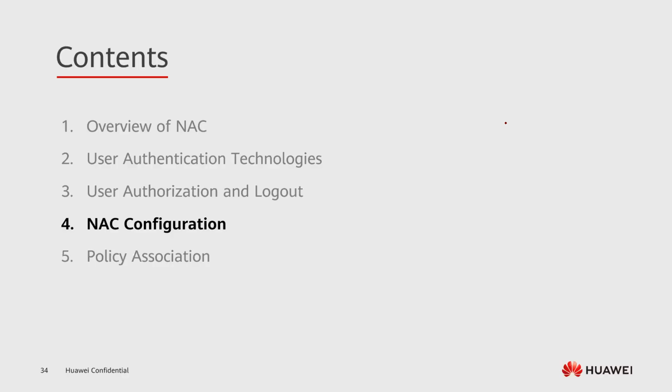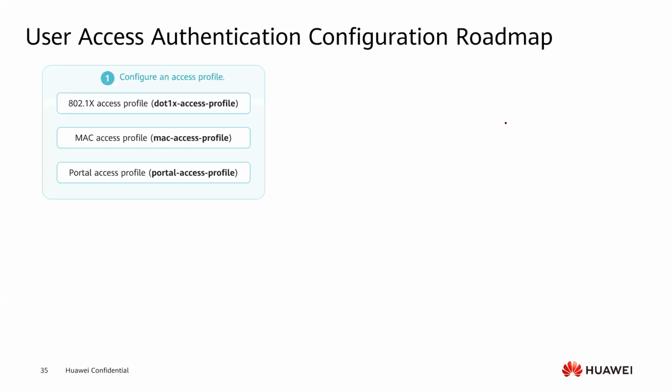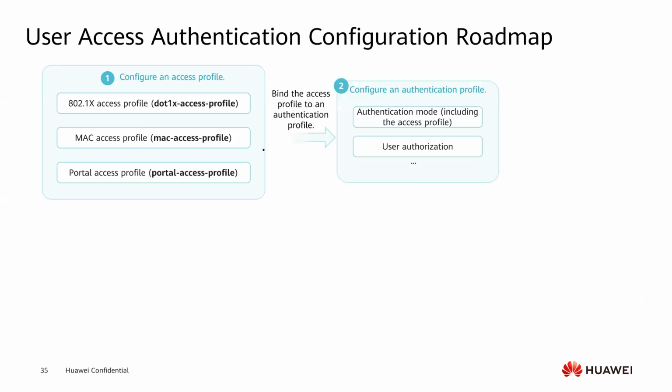Okay, the next part is about the whole configuration of the NAC. The user access authentication configuration process is just like this roadmap. The first step is to configure some specific access profiles for different authentication methods. For 802.1x, for MAC address, for portal, you need to configure different access profiles. And then you need to bind these access profiles to the authentication profile you have created.